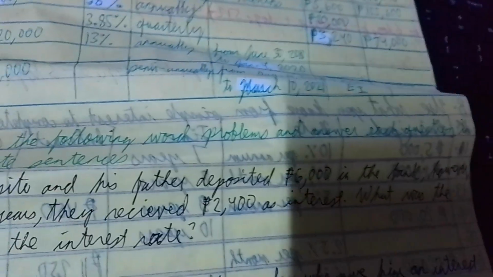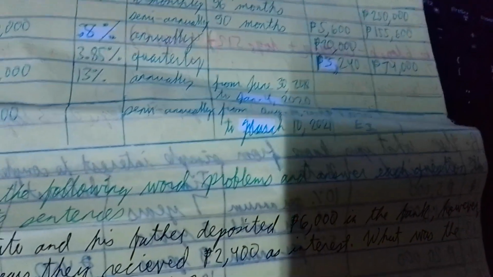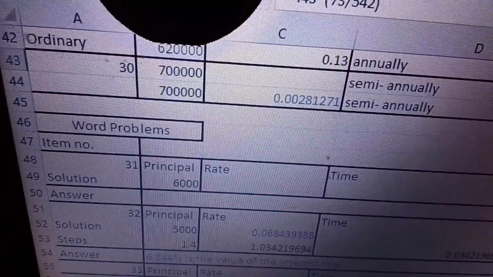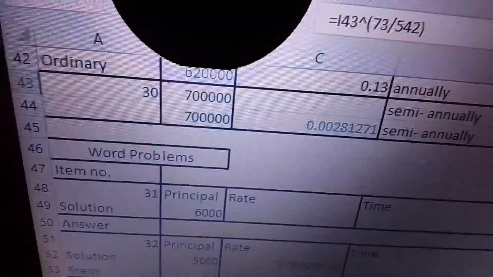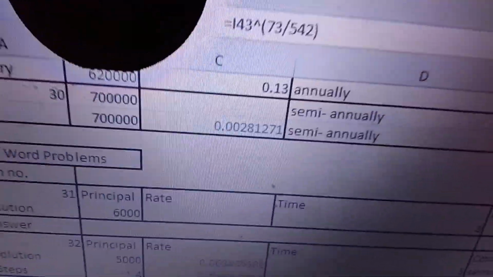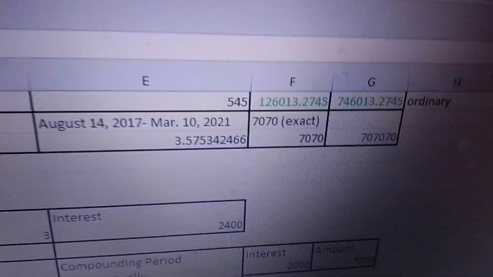And then, those are the given. But what is asked? Ano yung tanong? What was the interest rate? Very good. Ano yung interest rate? Kasi nga kung sa tingin mo, okay, identifying the given. So, ito yung solution sheet na ginawa ko. Ito yung principal na 6,000 pesos. The rate, wala tayong alam sa rate. The time, we're supposed to have 3 years. And then, the interest is 2,400 pesos.